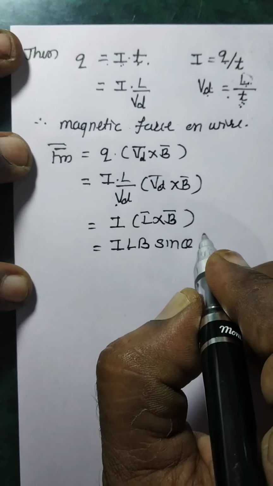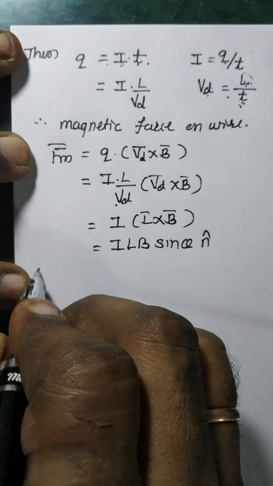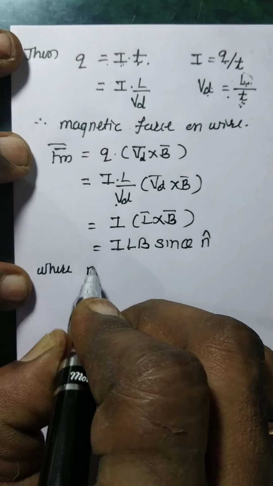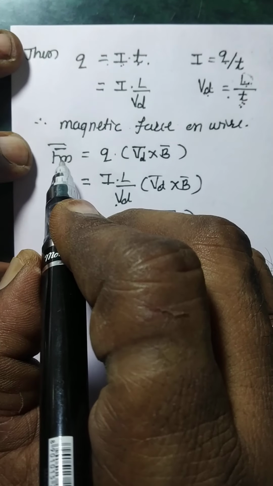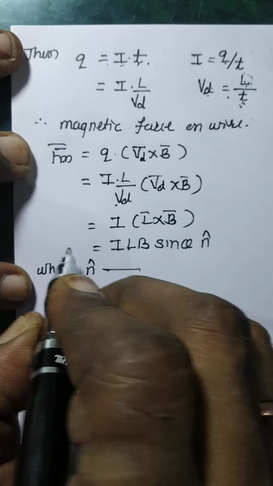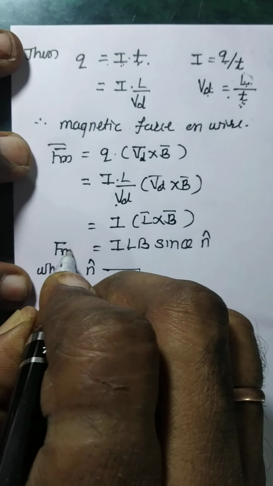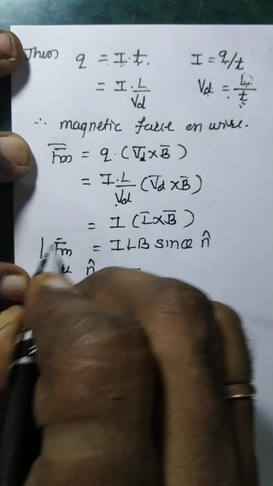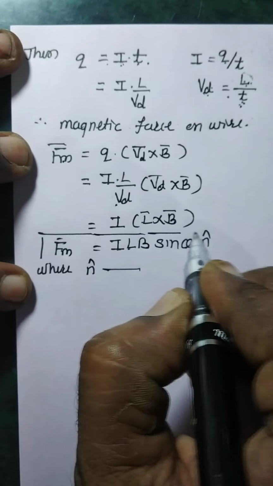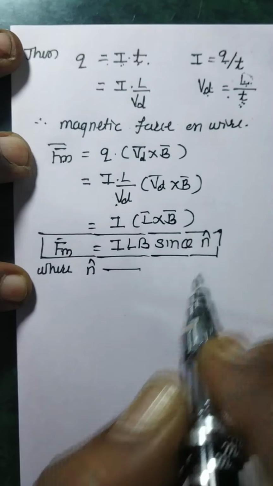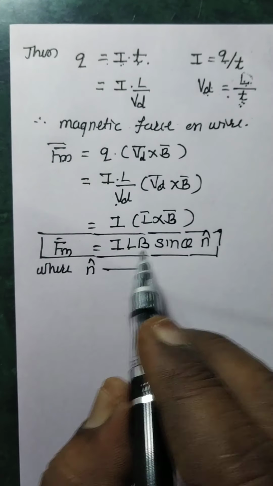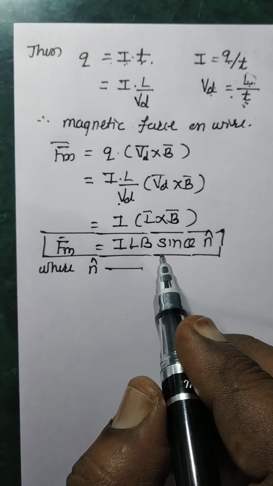L cross B gives L B sin theta into n cap, where n cap is the unit vector along the direction of force. This is the expression of the magnetic force acting on a wire placed in a uniform magnetic field: I L B sin theta.